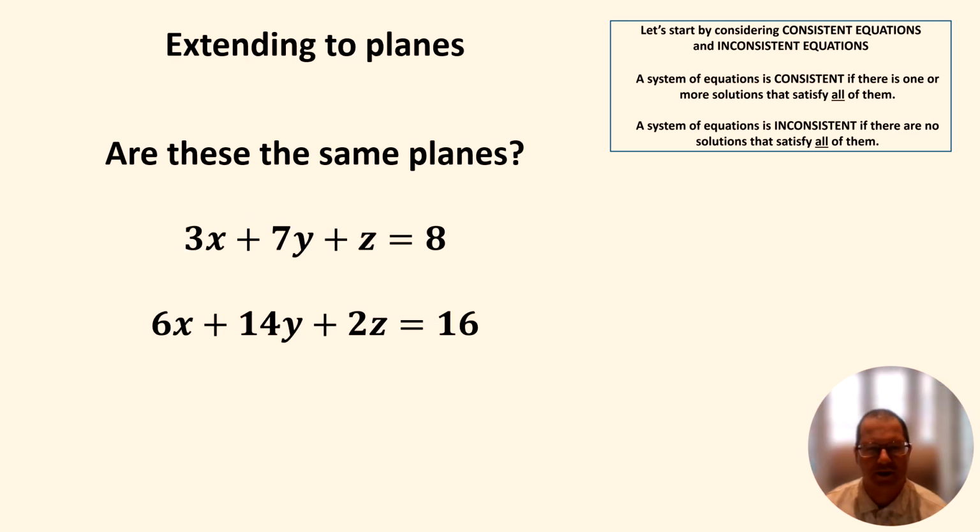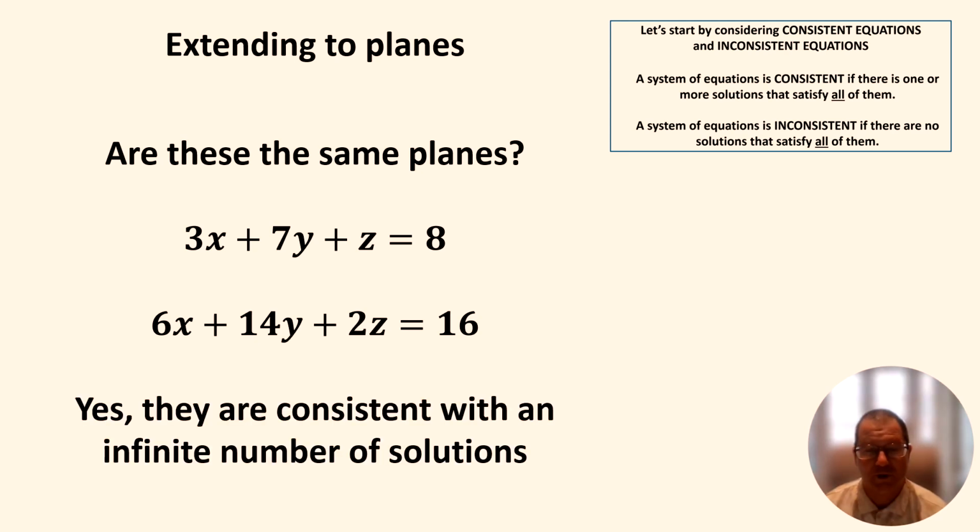And so we can extend this idea to planes. So are these the same planes? 3x plus 7y plus z equals 8 and 6x plus 14y plus 2z equals 16. Are they the same plane? Well, yes, they are the same plane. If you double the first one, you get the second one. And they are consistent and they have an infinite number of solutions for x, y and z.